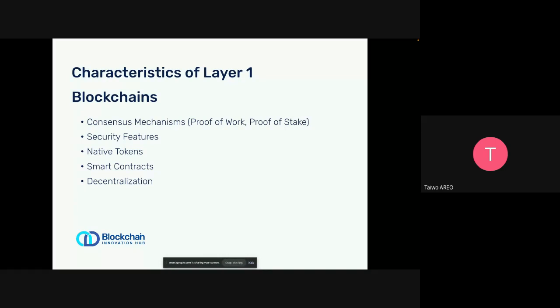Once you deactivate the camera, So please, can we mute? All right, thank you.